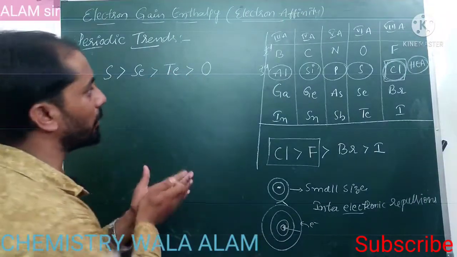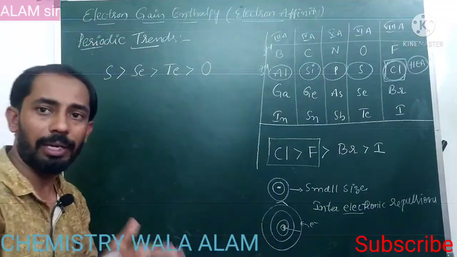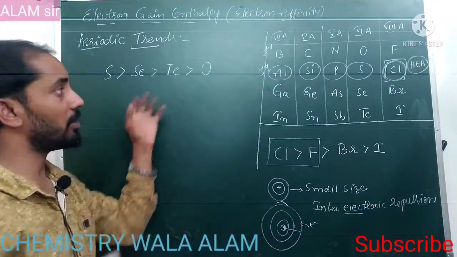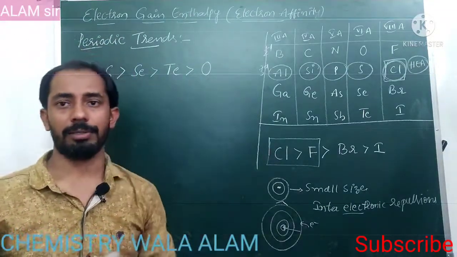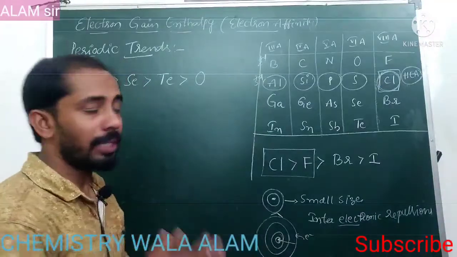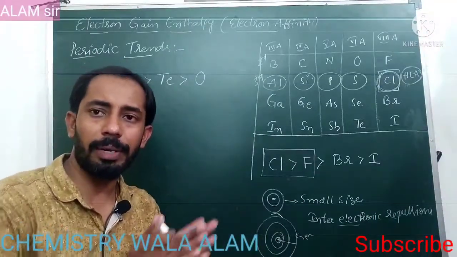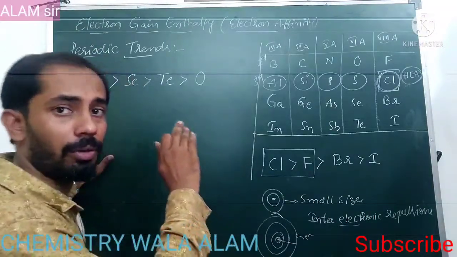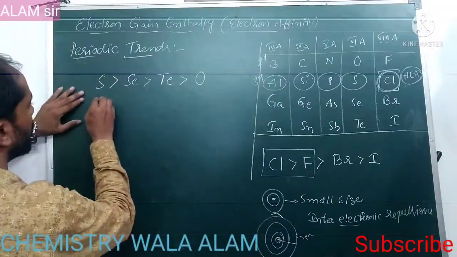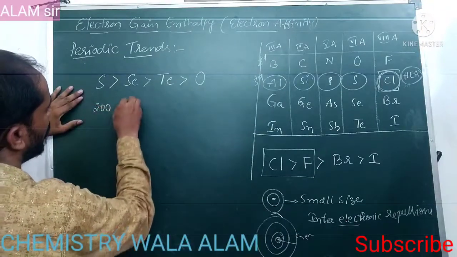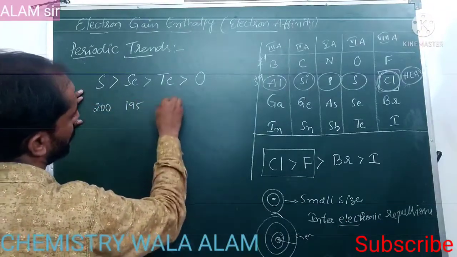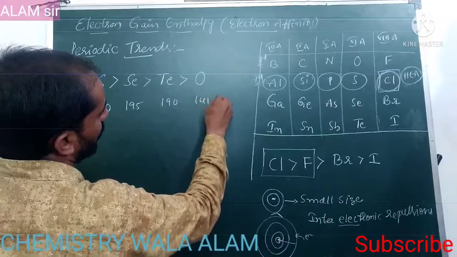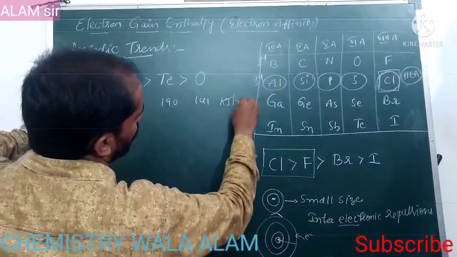Experimentally they have given some values, and based on the values they have given the order also. So the reason is they are given experimental values. The electron affinity of these elements is given in kilojoules per mole: 200, 195, 190, 141.